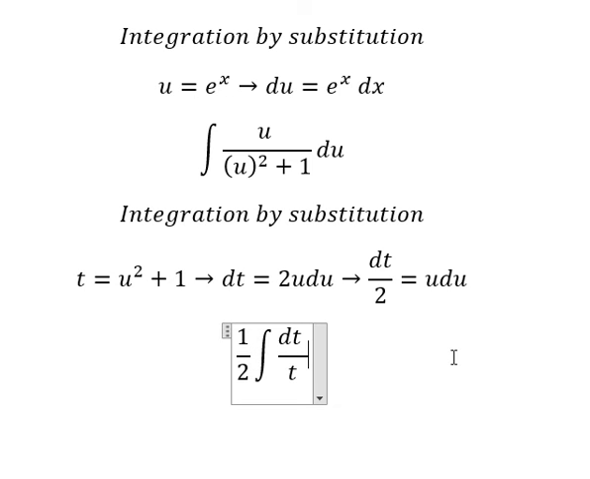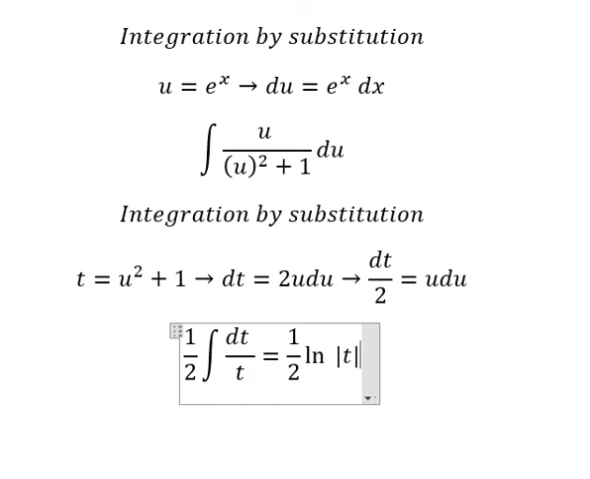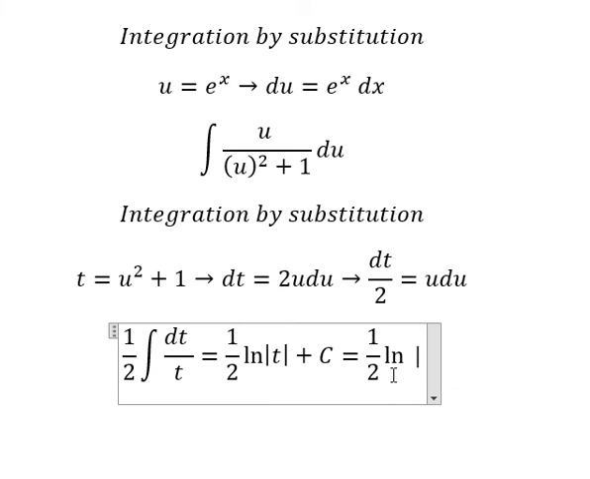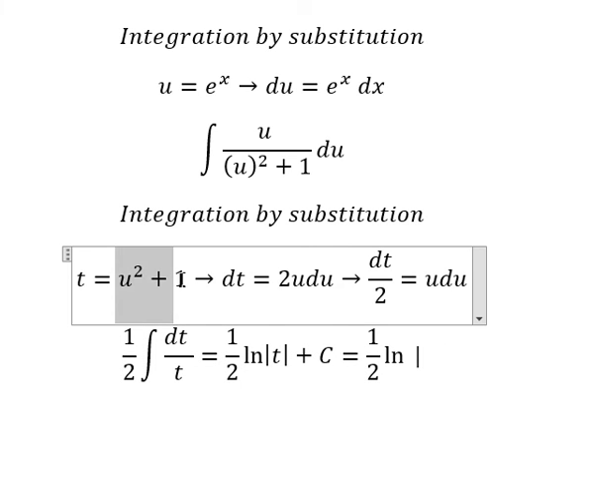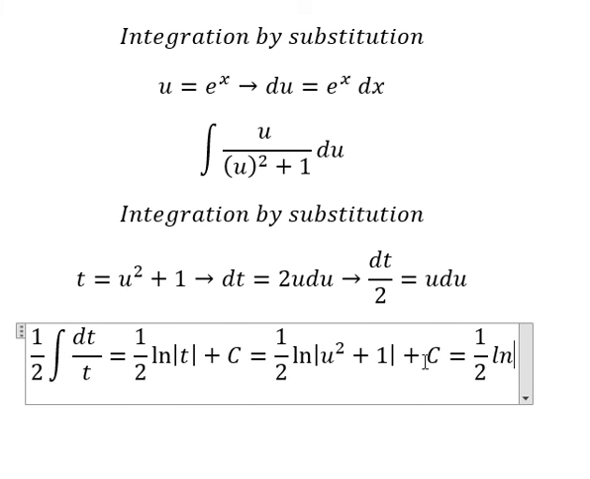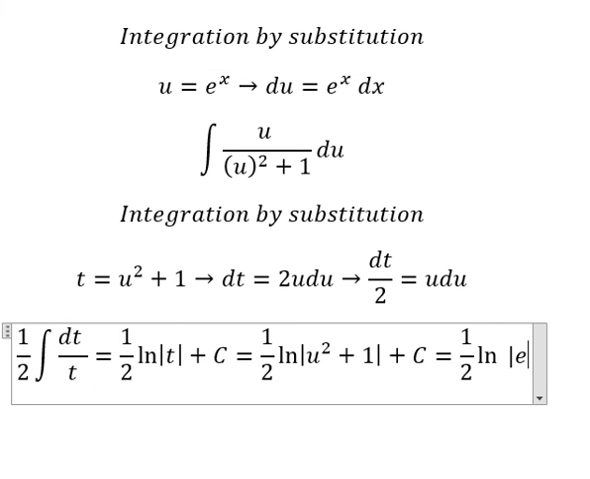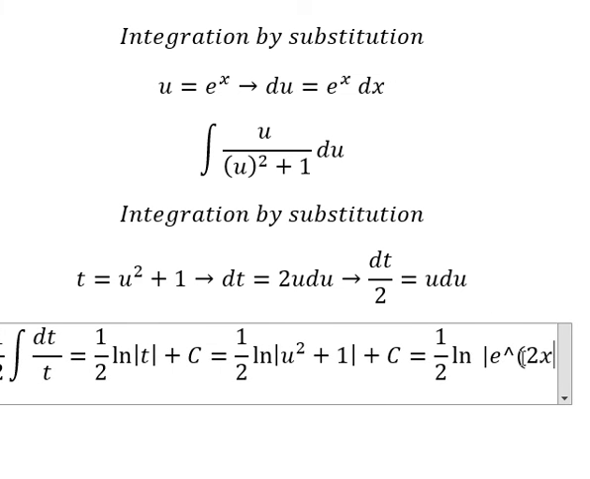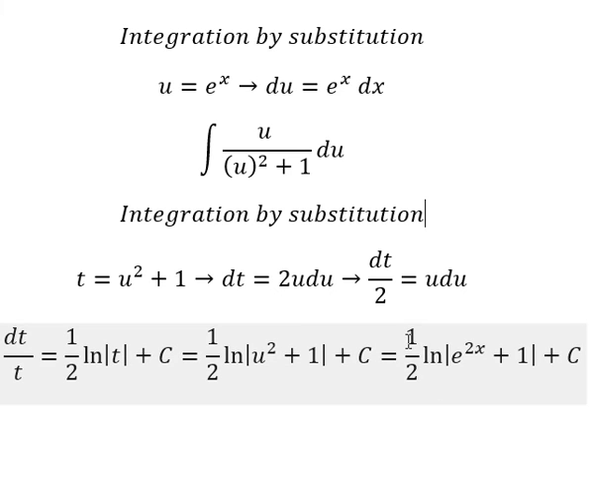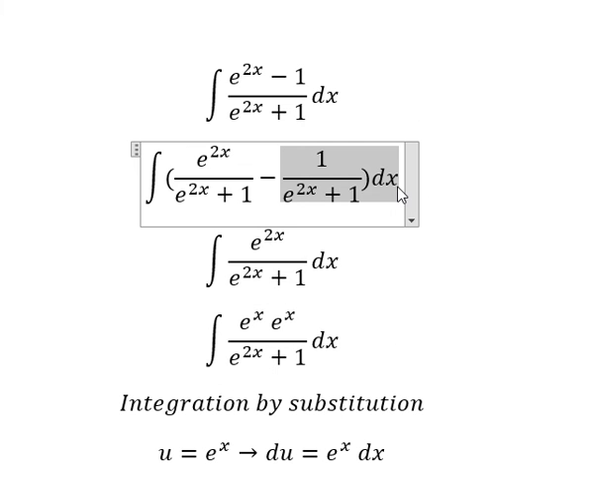The integration of this one, we have ln of the absolute value of t, and we put c. About t, that's this one. About u, that's this one. And this is the answer for this integration. Now let's go to the last one.